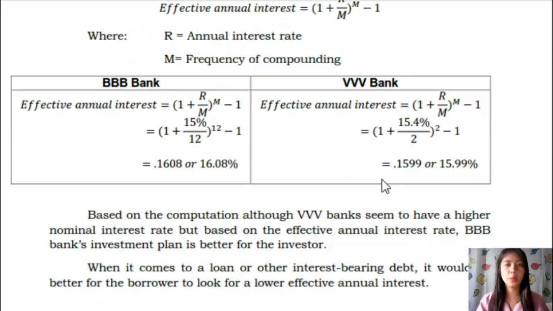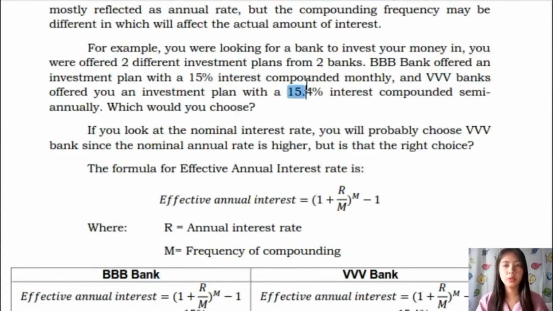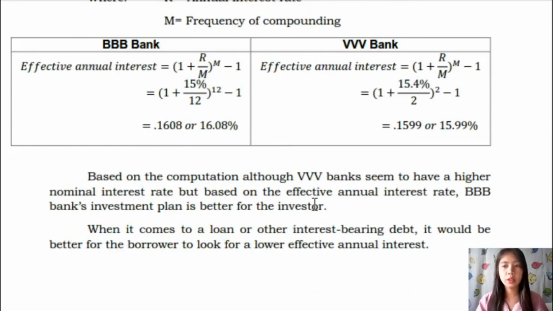Okay, so this is the comparison of the 2 banks. Here you have the 0.1608 or 16.08%. Then for the VVV bank, you have the 0.1599 or 15.99%. So based on the computation, although VVV bank seems to have a higher nominal interest rate of 15.4%, based on the effective annual interest rate, BBB bank's plan is better for the investor since you have 16% over 15.99%. So kung investor ka, mas mainam na pumunta ka kay BBB Bank.